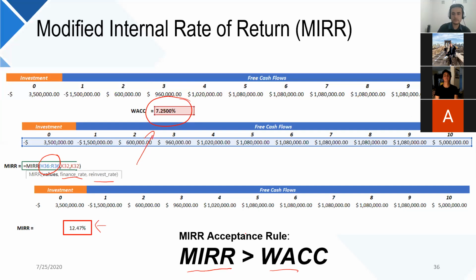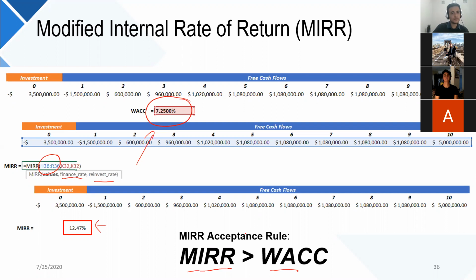Okay, perfect. This is what you need to do for the homework, by the way. It's really important for you guys to have it really clear, or you will get it wrong. Okay, so that will be the modified internal rate of return.